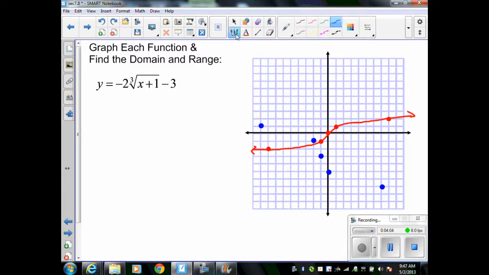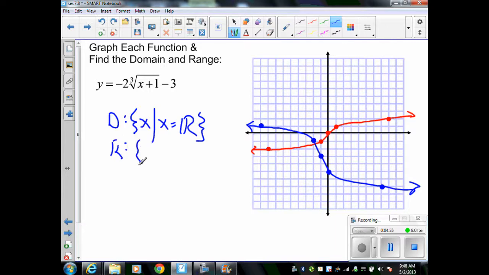Now I can plot my points. As you can see, my function is reflected over the x-axis. It has a shift to the left of 1 unit and a downward shift of 3 units. But my domain is still all real numbers, and my range is still all real numbers.